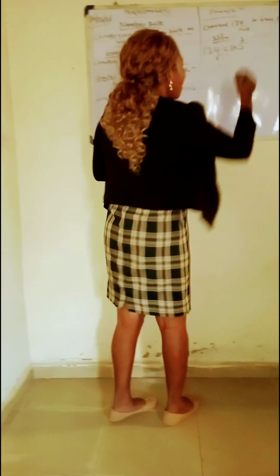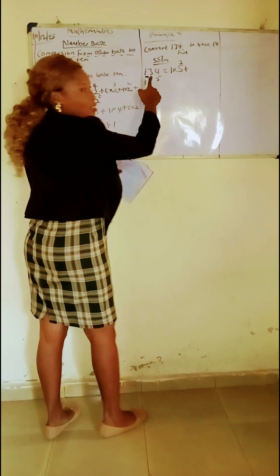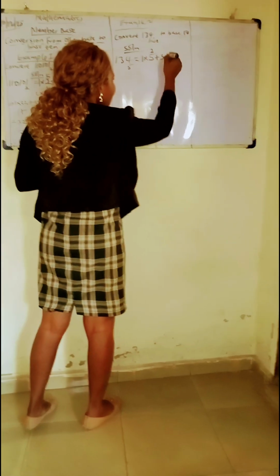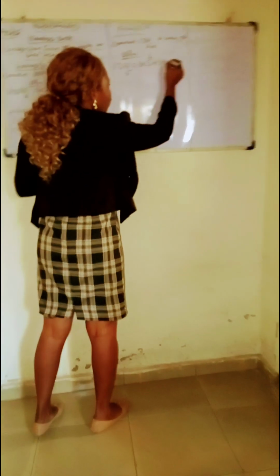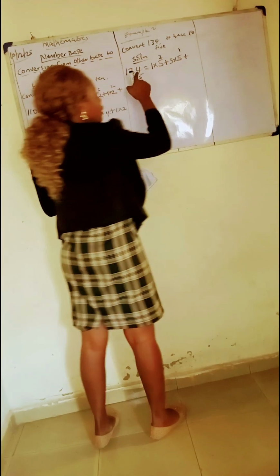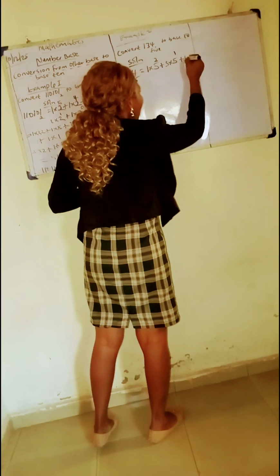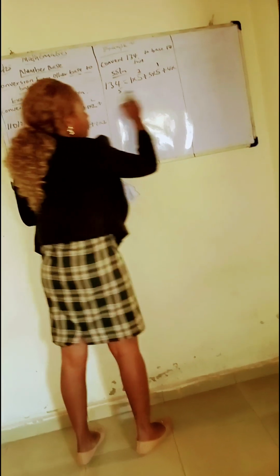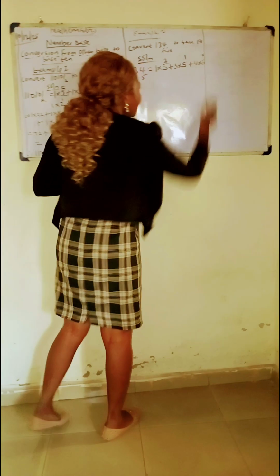So I'm going to write plus, go to the next digit number, which is what? 3, times your base, which is what? 5 raised to power 1, plus the last digit number we have here is what? 4, times our base 5 raised to power 0.